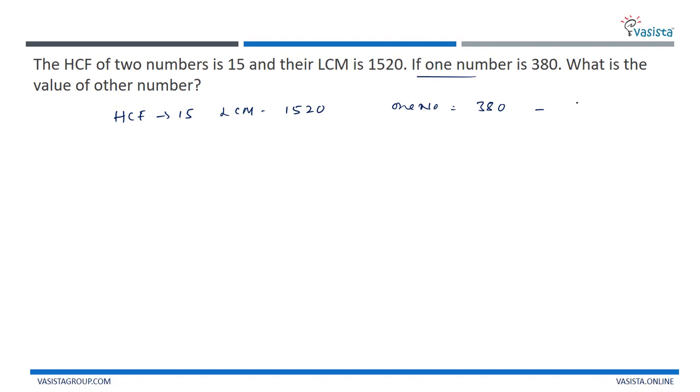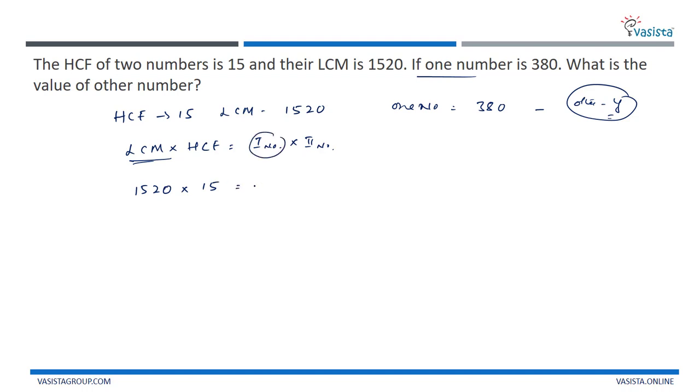the other number. So let the other number be y. This is what we need to find out. We know the formula: LCM into HCF is equal to the product of the two numbers, right? That is first number into second number. LCM they have given is 1520. HCF they have given is 15. The first number they have given is 380, into the second number that we are supposed to find, right? That is y, the second number.